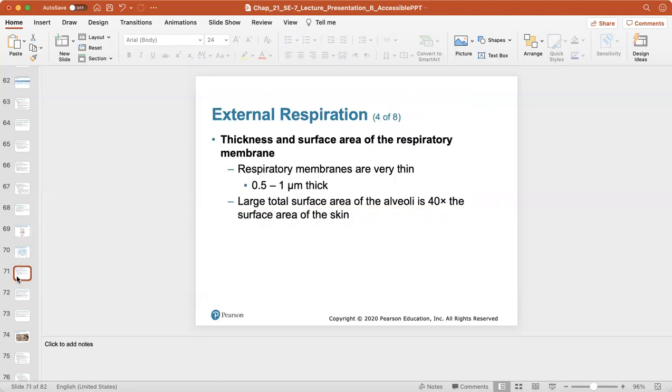Also, regarding the thickness and surface area of the respiratory membrane, the respiratory membranes are very thin. The large total surface area of the alveoli is about 40 times the surface area of the skin. And this helps to promote gas exchange as well.